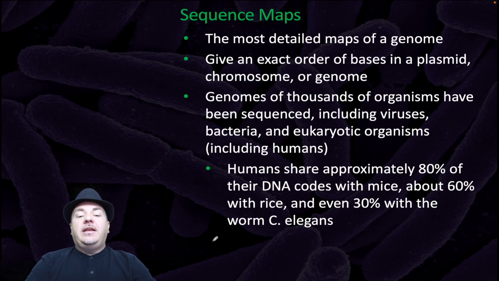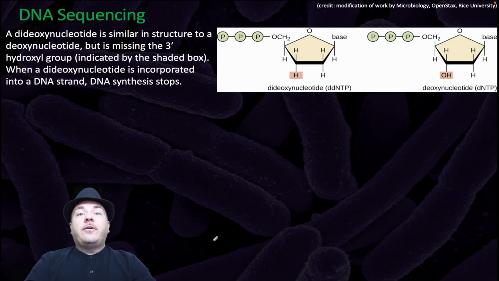Humans share about 80% of their DNA code with mice, about 60% with rice, and even 30% with the nematode, the worm C. elegans. Here's a brief overview of how DNA sequencing is conducted.